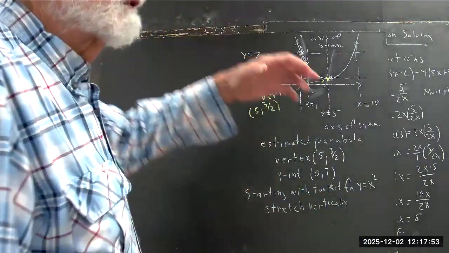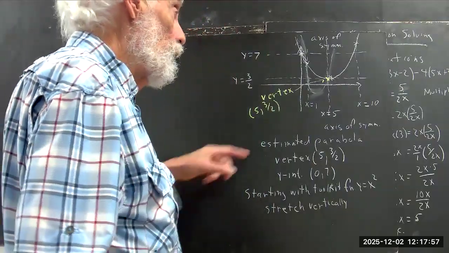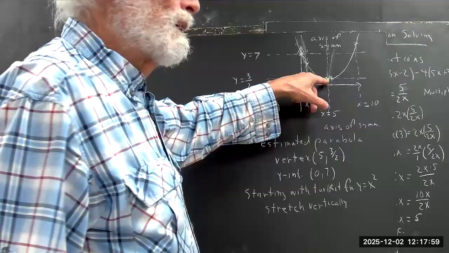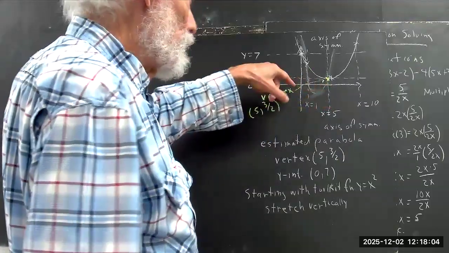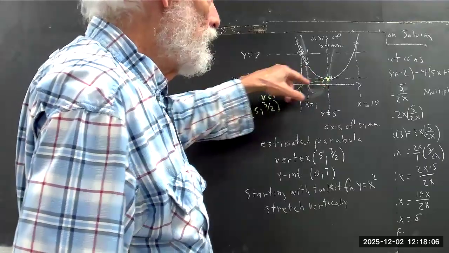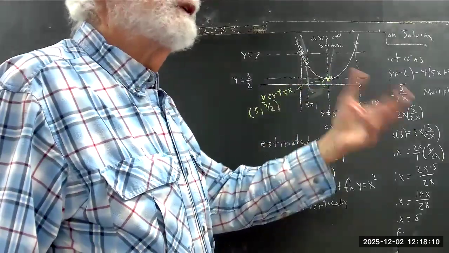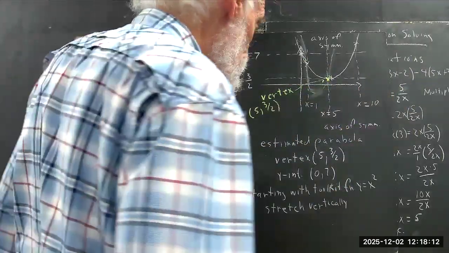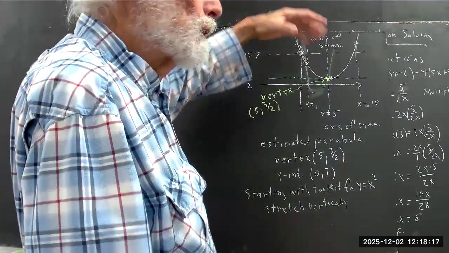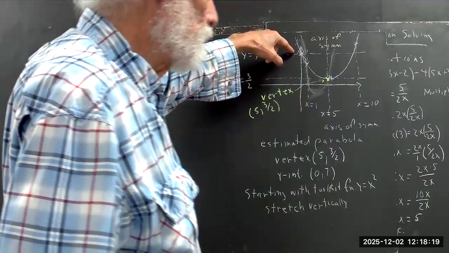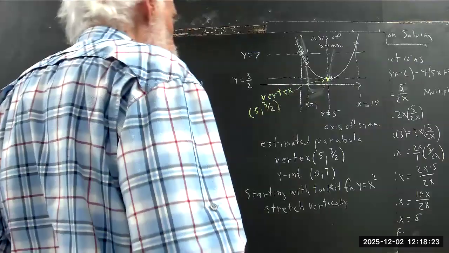We've got to stretch it vertically, but we don't know by how much. What we do know is that the red dot is going to be right there, and the red dot is the image of the origin. So we know how far we shifted here and here. So we know h and k. What we don't know is the vertical stretch, but since we know the y-intercept, we're going to be able to figure out what the vertical stretch is. Stretch vertically.